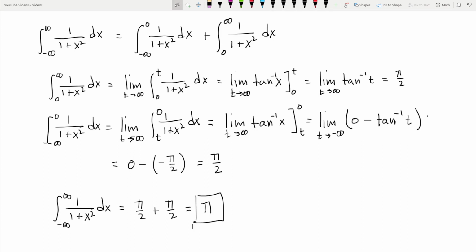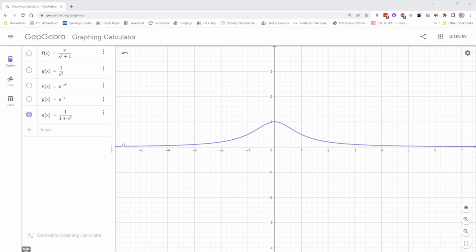Now the other thing is, we can tell from the graph. If I switch back to the graph for a minute here, you can tell that the function itself is positive, above the x-axis, and that means that we can interpret this integral as the area under the curve. So the area under this curve is pi.